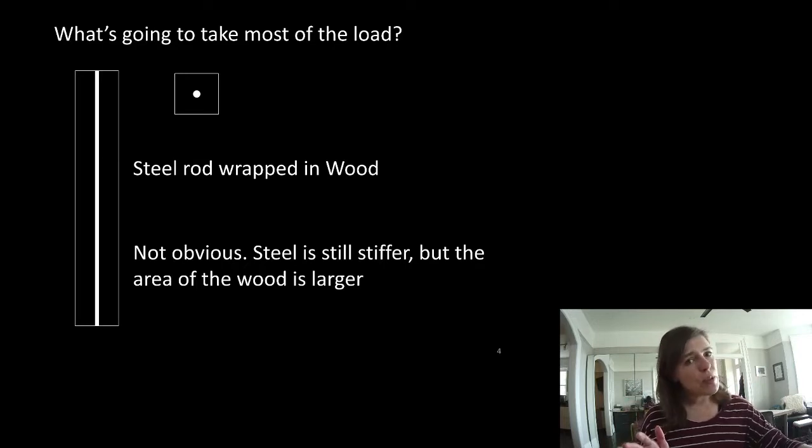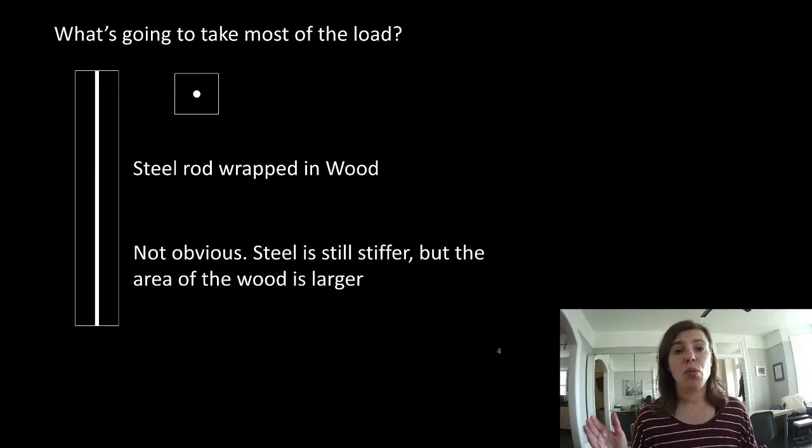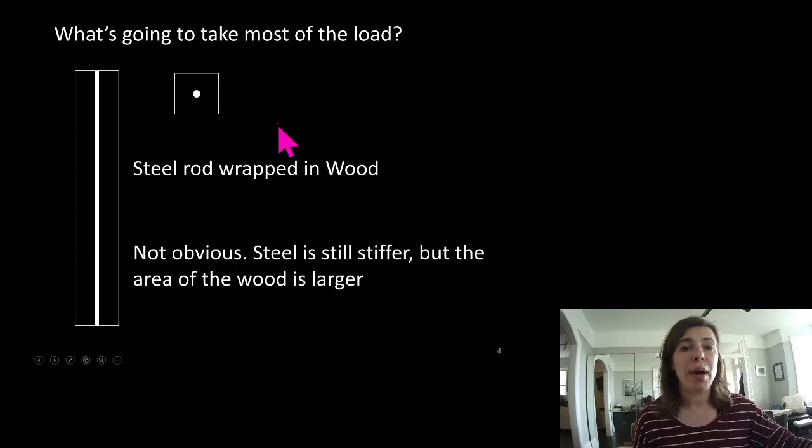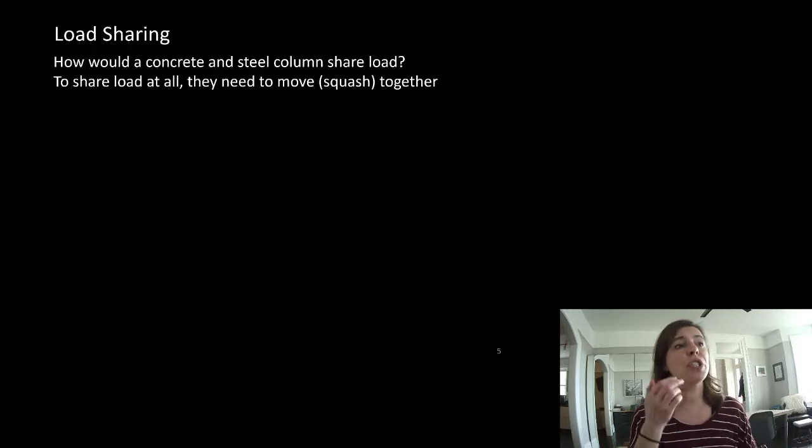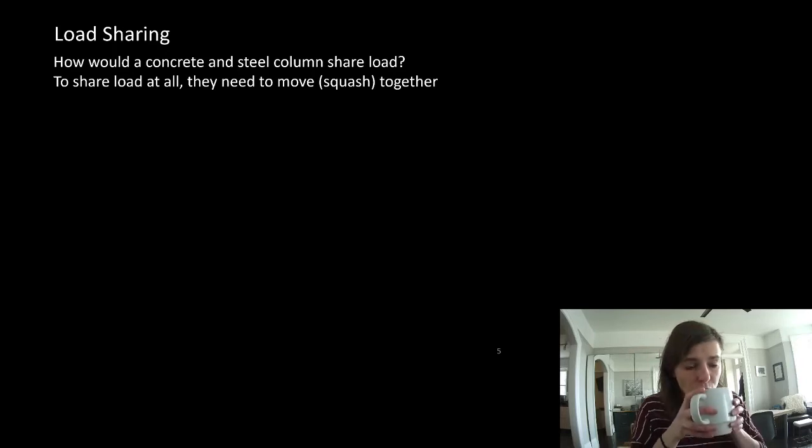It's going to look confusing, mostly because we take some things, substitute it into each other, and then pull it back out and substitute it in again. But just remember, what we're really talking about is the ratio of area and stiffness of steel to the total, and the ratio of area and stiffness of the wood to the total. That's what we're about to derive here. So load sharing. The example we're going to talk about is a concrete and steel column sharing load.